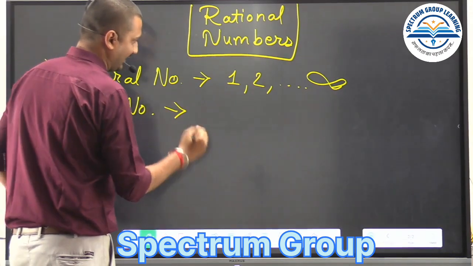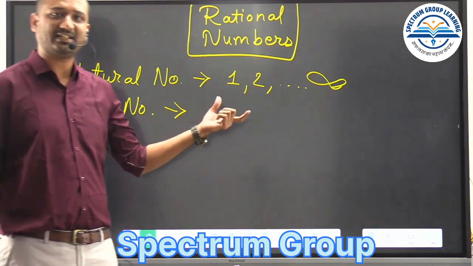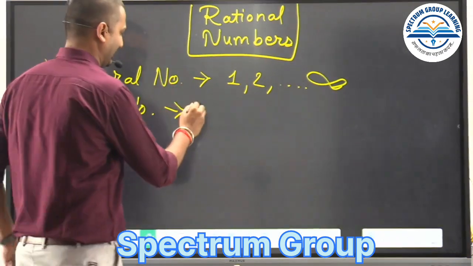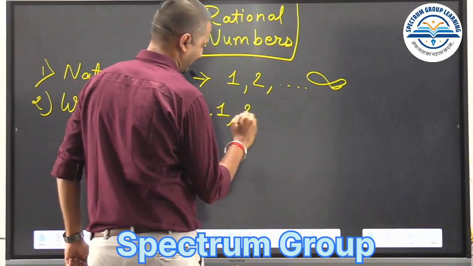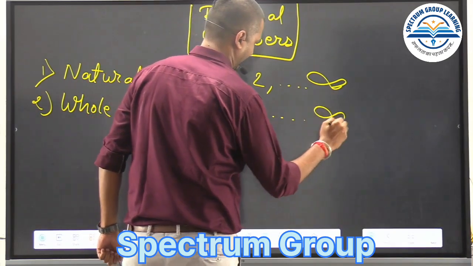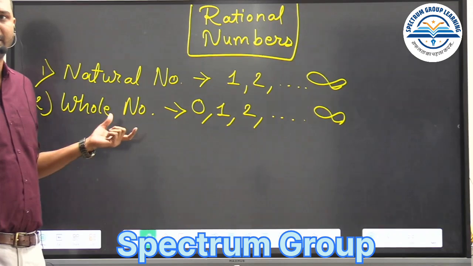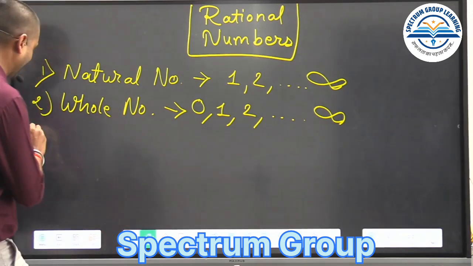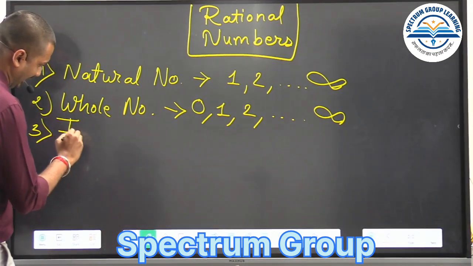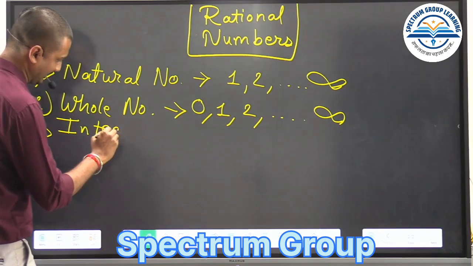When we add 0 in this series, the series is called whole numbers. That is 0, 1, 2 till infinite. Now it is clear what are natural numbers and what are whole numbers. Now we will see what are integers. Integers are a very important topic for rational numbers.